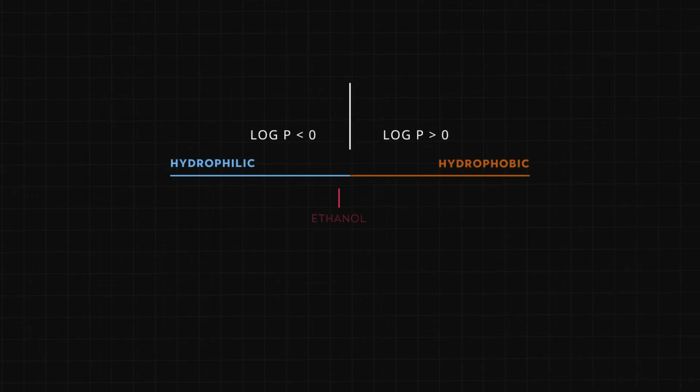For example, ethanol's log P is minus 0.18. For hexane, log P is 3.9. The Wikipedia page for many molecules includes the value of log P. This is because it tells us a lot about the molecule and its behavior.